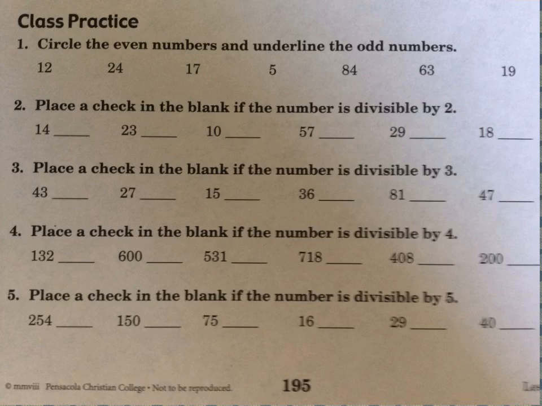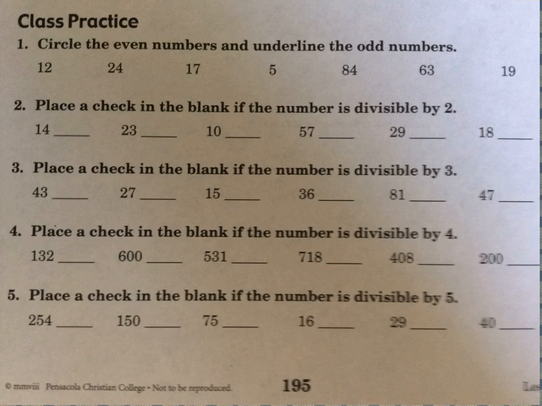Okay, we'll look at number 4 now. Number 4 says place a check in the blank if the number is divisible by 4. Now remember, the rule for 4 is you look at the last two numbers. So we look at the 32 here, or we look at the 00 here, or the 31. Remember, if 4 goes into the last two numbers, then you know it's divisible by 4.